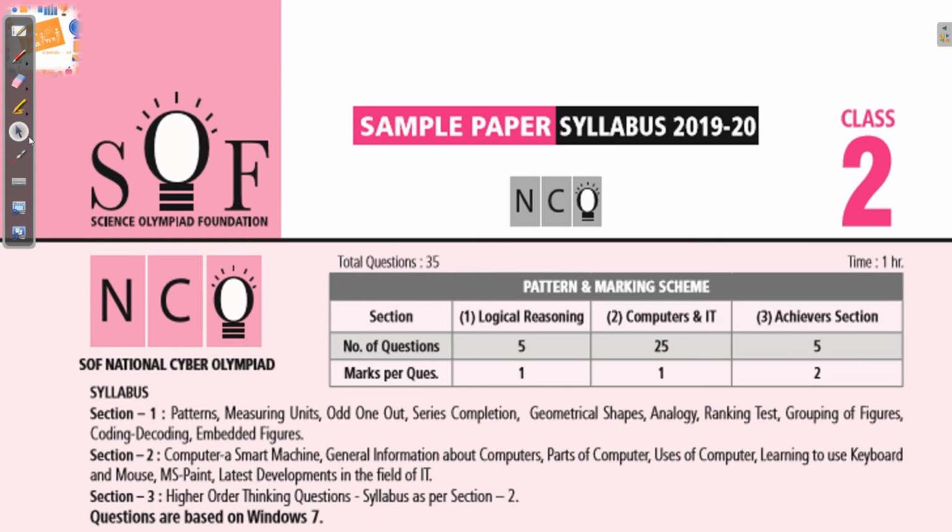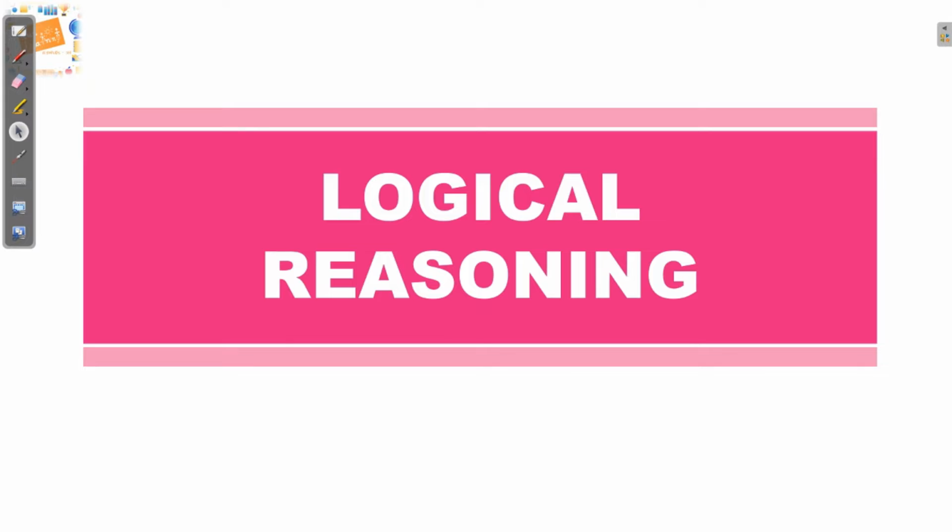So let's look at our NCO, that is the Cyber Olympiad paper for 2019-20. The question pattern is with 5 questions on logical reasoning, 25 questions to quiz on computers and IT, and 5 questions in the achiever section, which is high order thinking questions. And all these questions are based on Windows 7. So let's start. Our first section is logical reasoning.